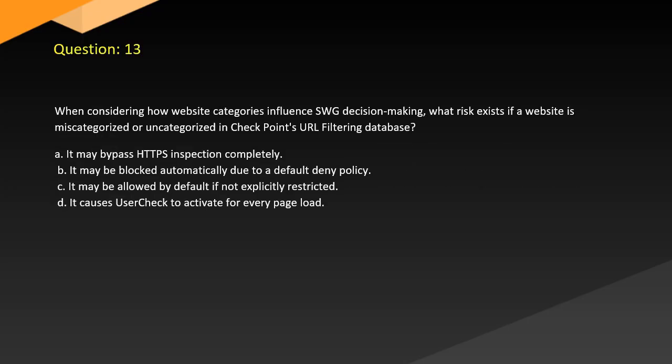Question 13. When considering how website categories influence your decision-making, what risk exists if a website is miscategorized or uncategorized in the Check Point URL filtering database? A. It may be bypassed by TLS inspection completely. B. It may be blocked automatically due to a default deny policy. C. It may be allowed by default if not explicitly restricted. D. It causes user check to activate for every page load.